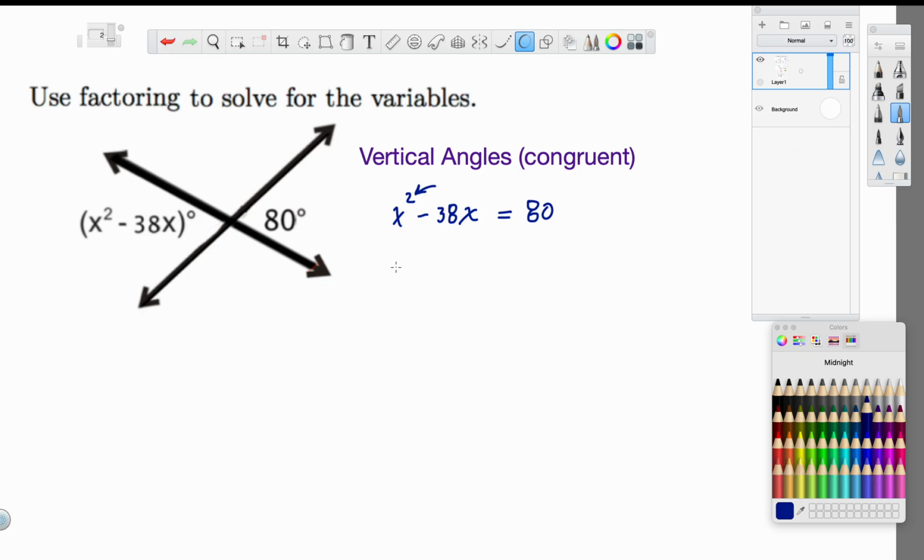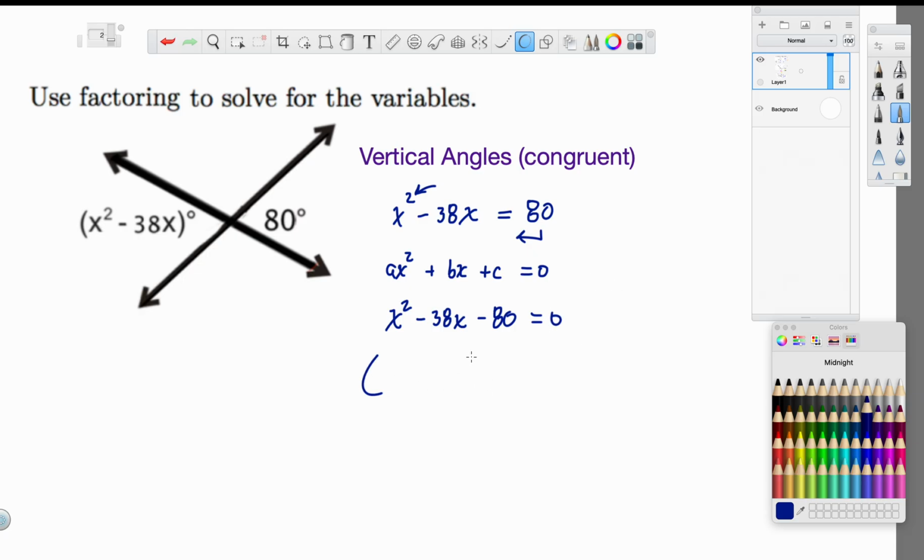Standard form is ax squared plus bx plus c equals 0. So I already have the x squared term first, and the x term next. This constant term, c, I need to bring over to the left, so I'm going to subtract it. So I got x squared minus 38x minus 80 equals 0.